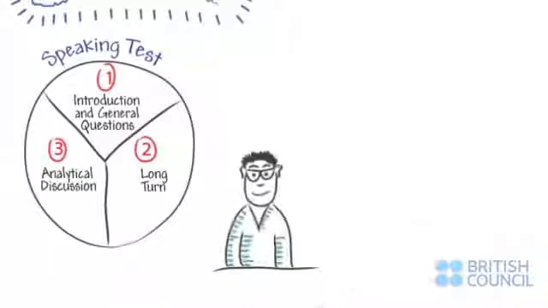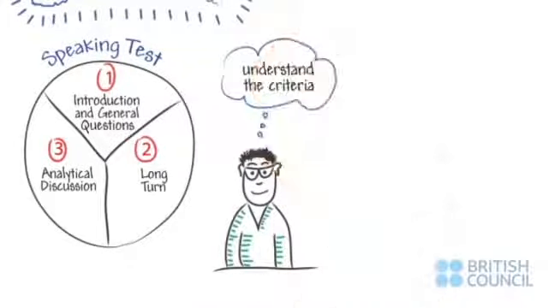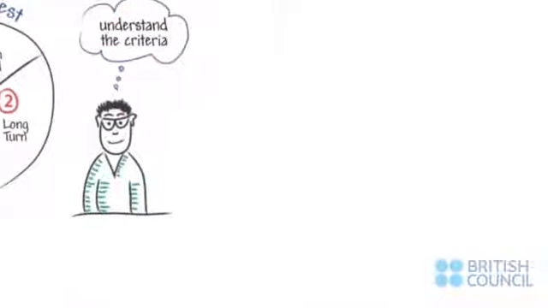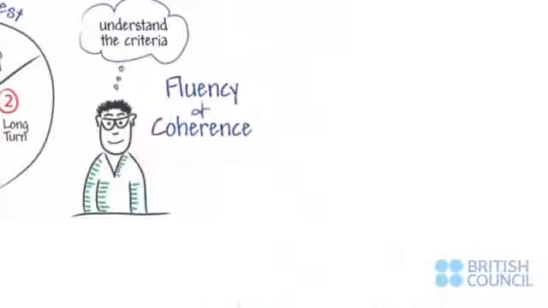It's important to understand the criteria on which you will be tested in the IELTS exam. First, we consider the criteria of fluency and coherence. This is one of 4 criteria on which you will be tested. We'll cover the other 3 in later videos.